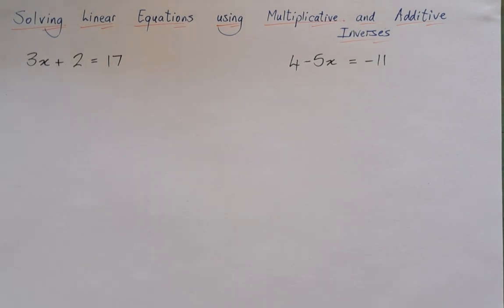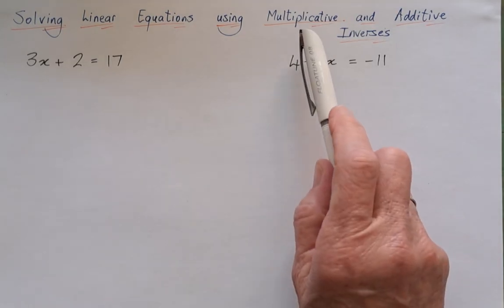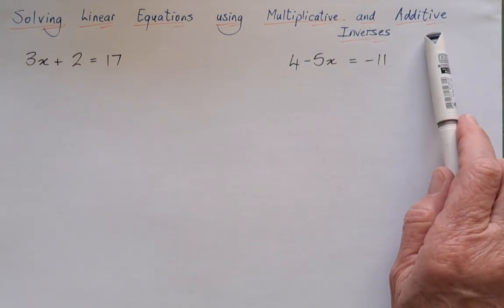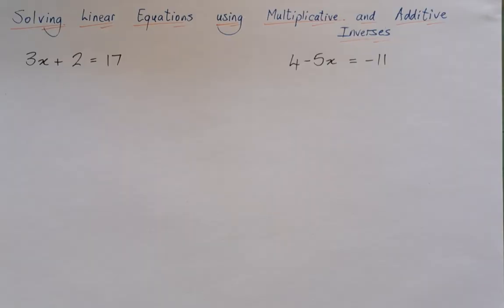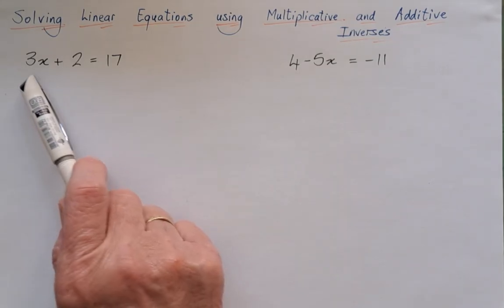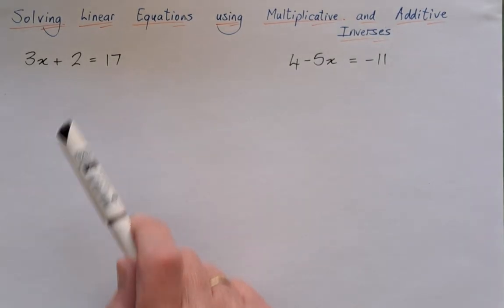In episode 2 of Solving Linear Equations, we're going to look at using the multiplicative inverse as well as the additive inverse. We looked at the additive inverse in episode 1, so we're going onto slightly more complex linear equations now. And let's have a look at the first one. 3x plus 2 equals 17.